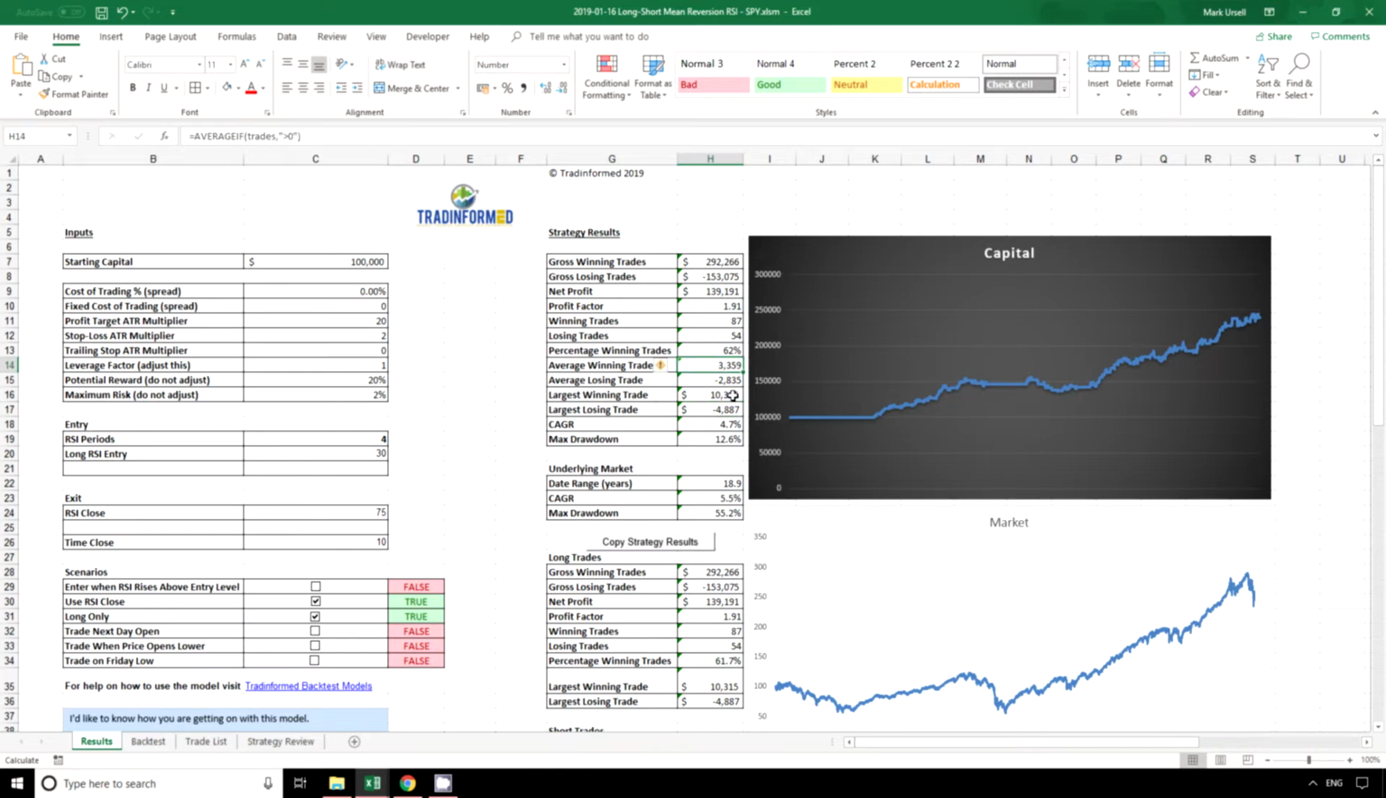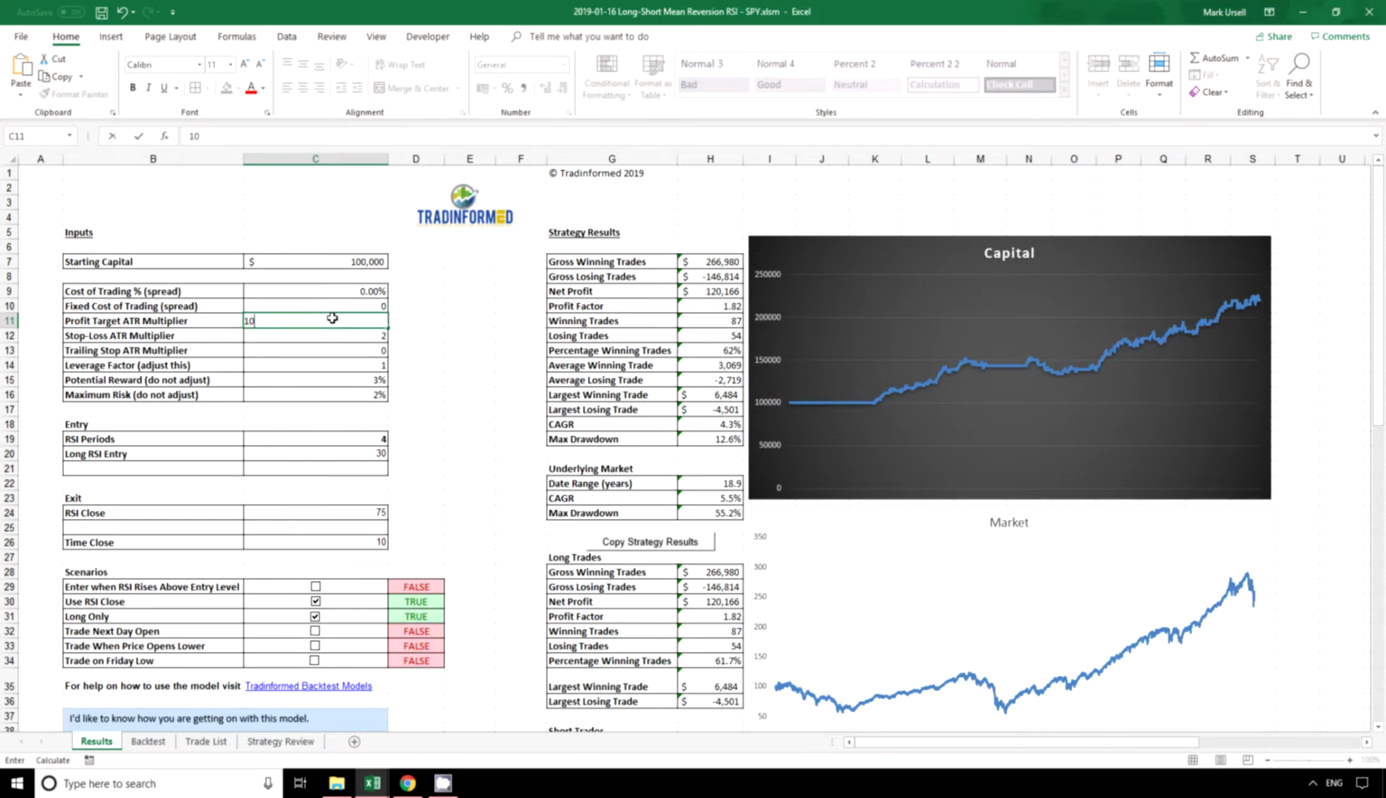But our average winning trade, not much higher, but certainly higher than our average losing trade. And we still retain a percentage winning trade of well above 50%. Now, if I'm going to bring this profit target in here, you can see we're going to probably increase our percentage winning trades at the expense of our net profit. So I'm going to push these both out to values of 10.